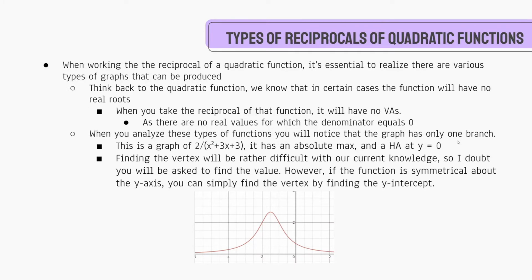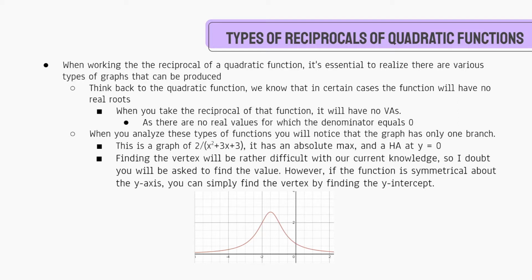Now let's talk about different types of reciprocals of quadratic functions. So far, what we have looked at was an example of a reciprocal of a quadratic function that could be factored fully. However, if you recall back to grade 10 or grade 11, there are different types of quadratic functions. One of them is a quadratic function that has no real roots, for example, x squared plus 1. We start at 1 and then go to positive infinity, so we never cross the x-axis. Hence, we don't have any real roots.